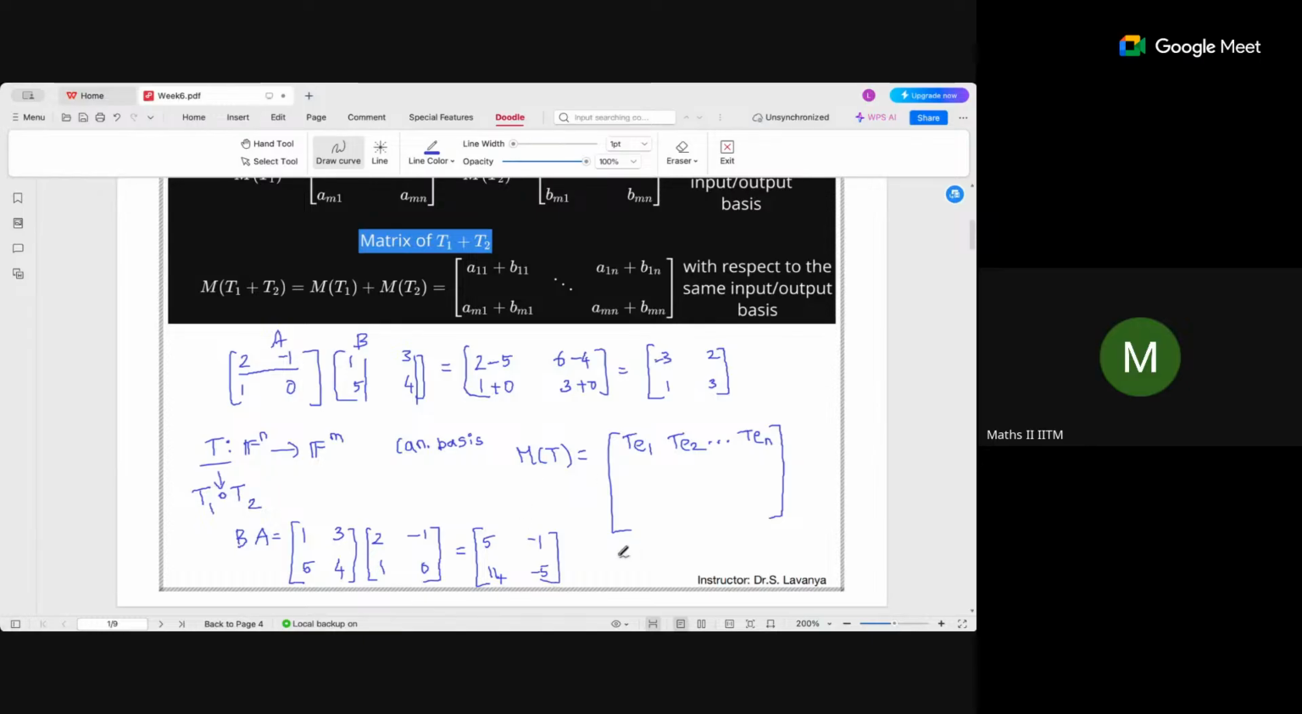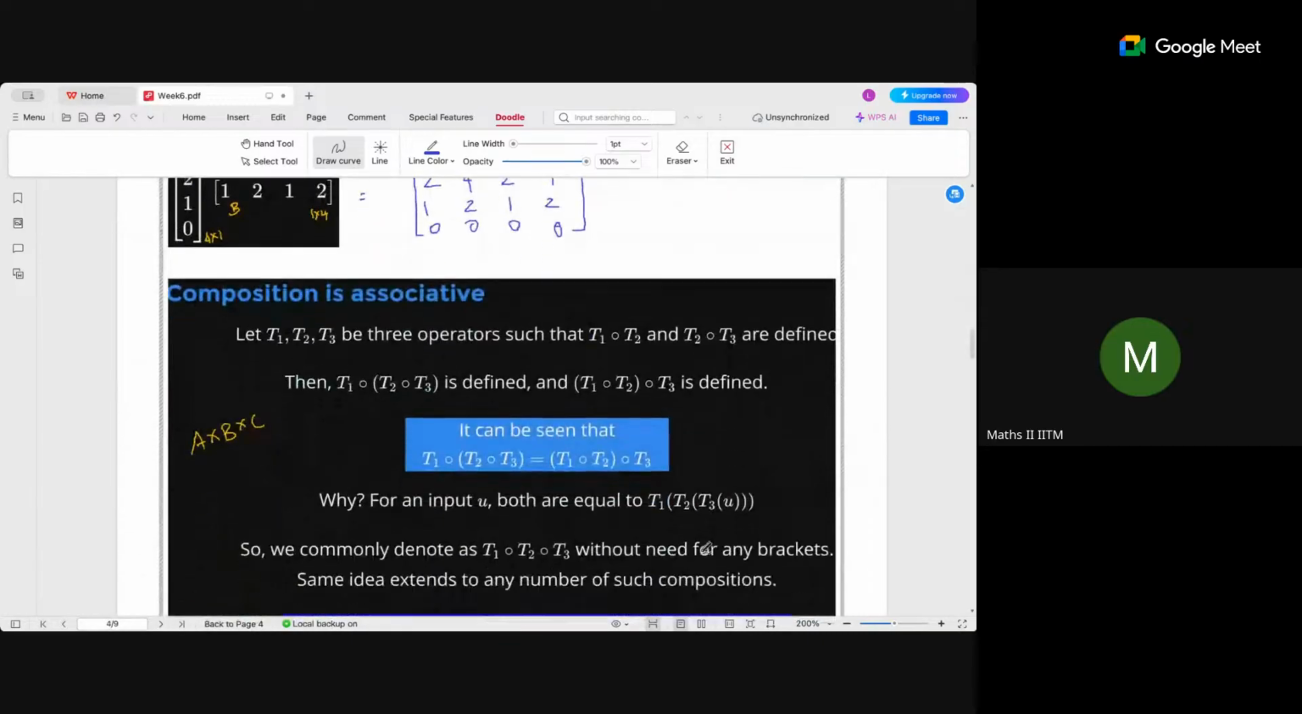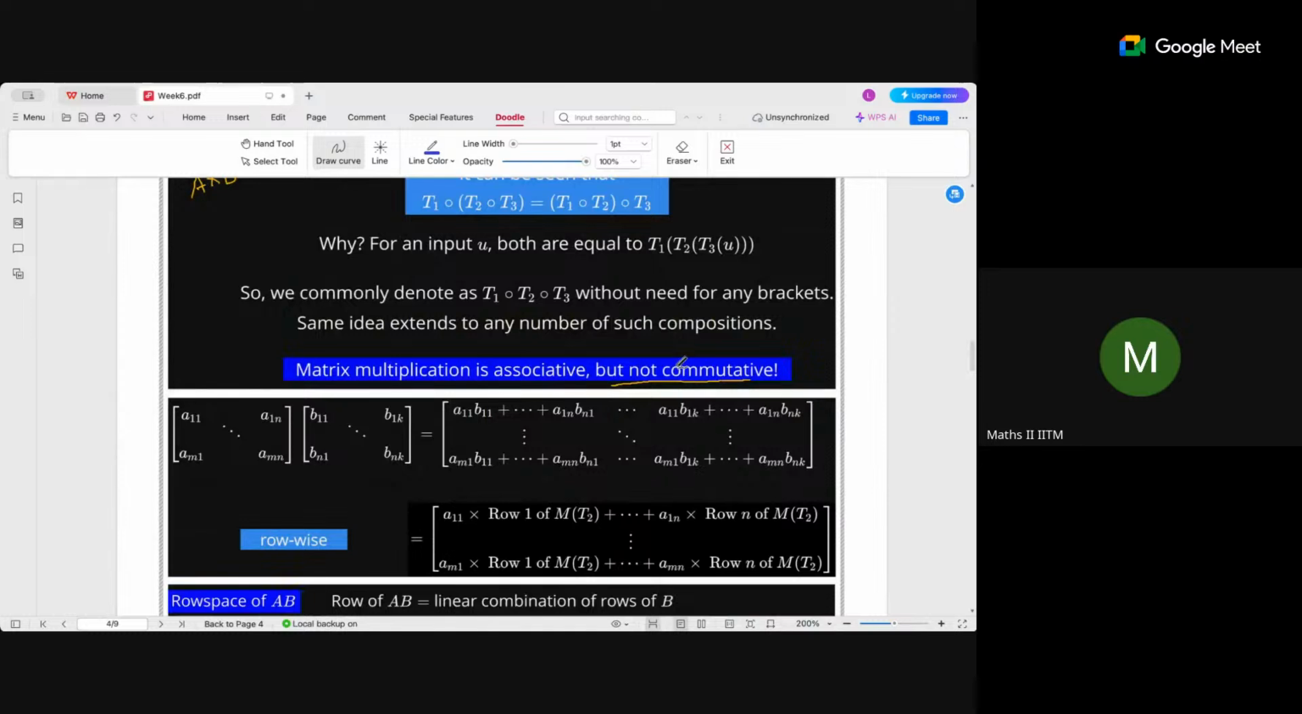Yes. Okay. And it's very clear that AB is not equal to BA. Right? Okay. So matrix multiplication is not commutative. Commutative means switching positions, and here AB is not equal to BA.